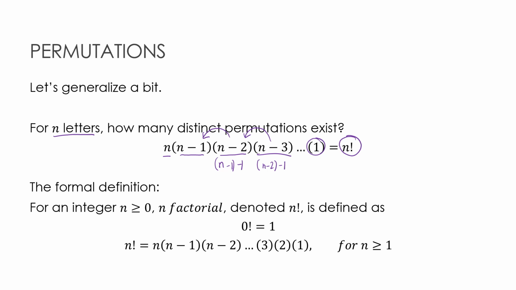And then I've given you the formal definition as well, so it's very important that you're able to read and understand math lingo. This is saying for an integer n greater than or equal to 0, n factorial, denoted n with the exclamation point, is defined as 0 factorial is equal to 1, and that's very important because we need to know that in order to move forward. And that n factorial is n times n minus 1 times n minus 2 all the way down to 3, 2, 1, for any n that is greater than or equal to 1.